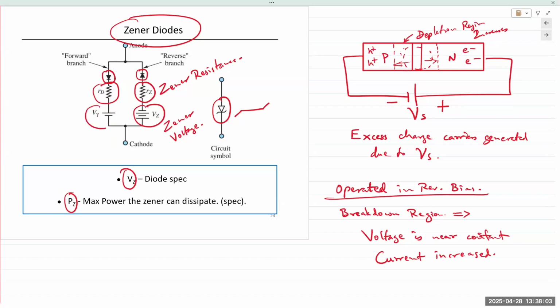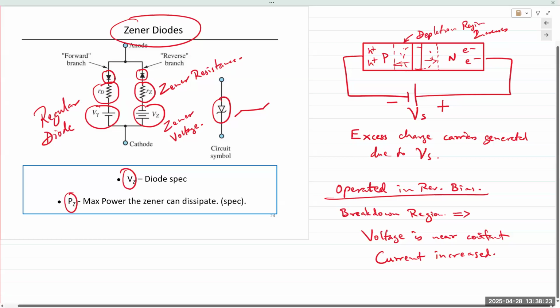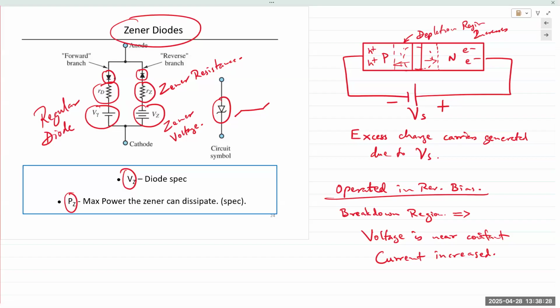If we create a model, in the forward branch it behaves like a regular diode, very similar to a regular diode. And in the reverse bias, it's off until the external applied voltage crosses its Zener voltage. Once it crosses the Zener voltage, which is the breakdown voltage, current will start flowing. So we can model it as a resistor in series with a voltage source, because it is providing a constant voltage at the output.